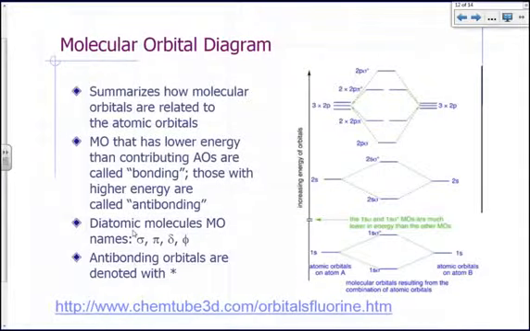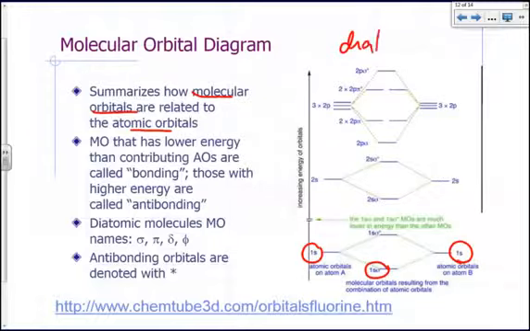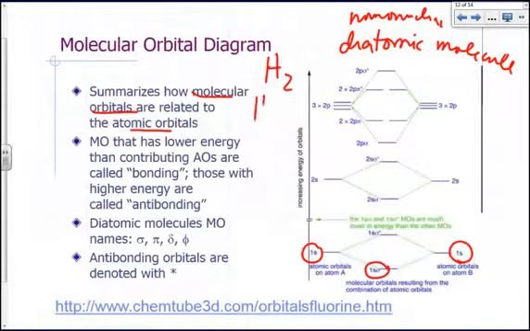So a molecular orbital diagram summarizes how the molecular orbitals are related to the atomic orbitals. In other words, it tells you where they come from. For example, here this molecular orbital called 1s sigma comes from a combination of the 1s orbitals on two atoms. This is for diatomic molecules, in particular, a homonuclear diatomic molecule. Homonuclear means same two atoms, like H2 or He2 or Li2.